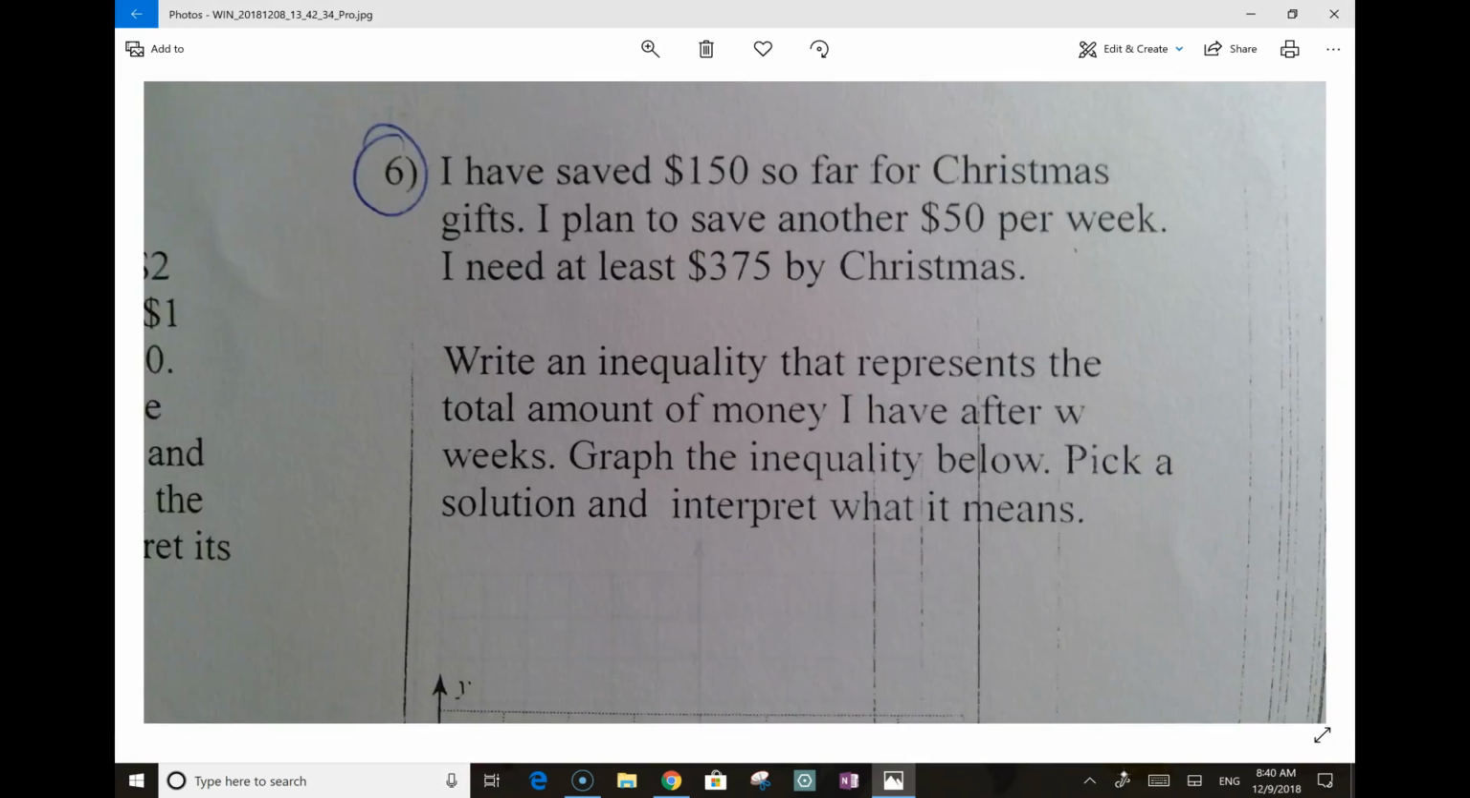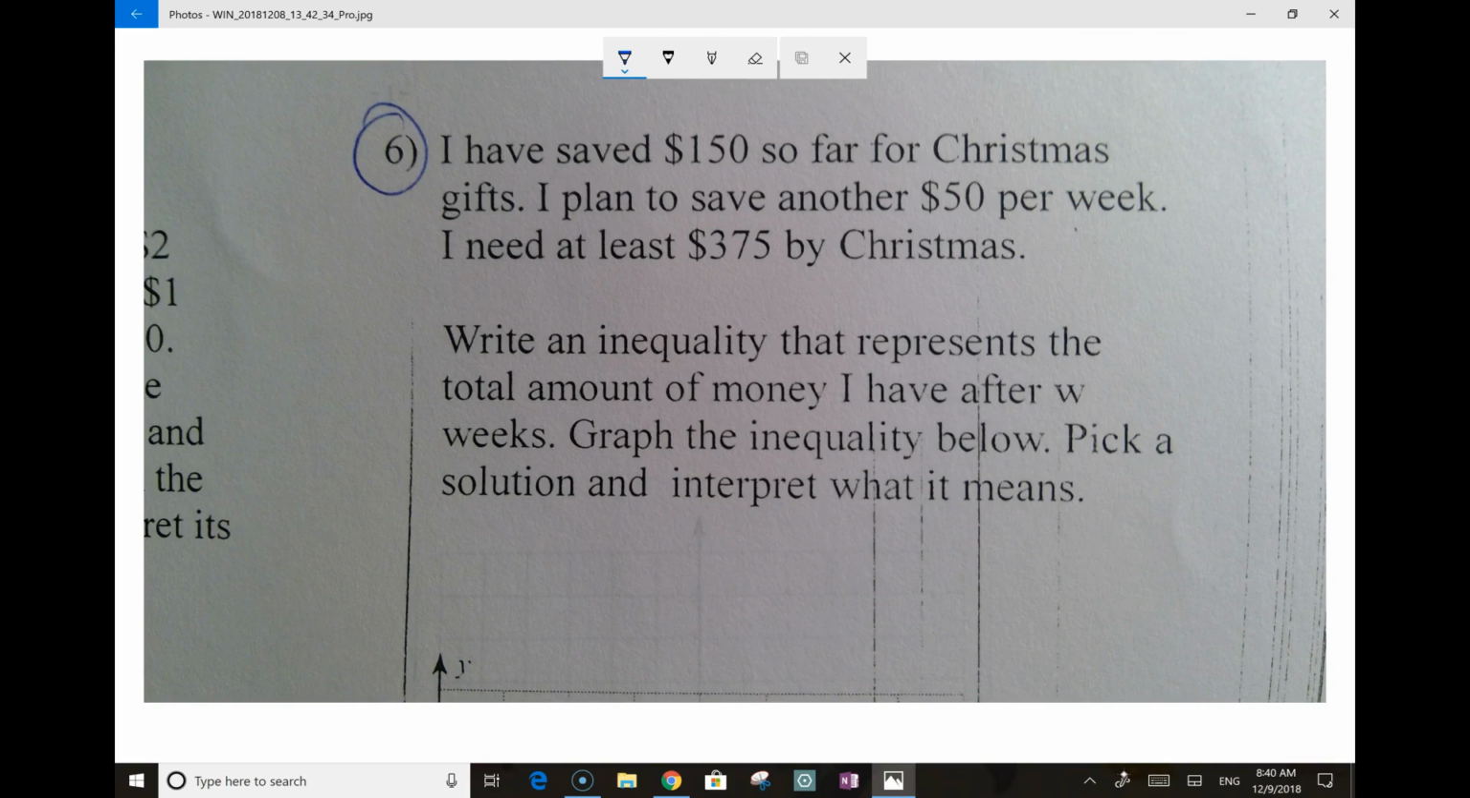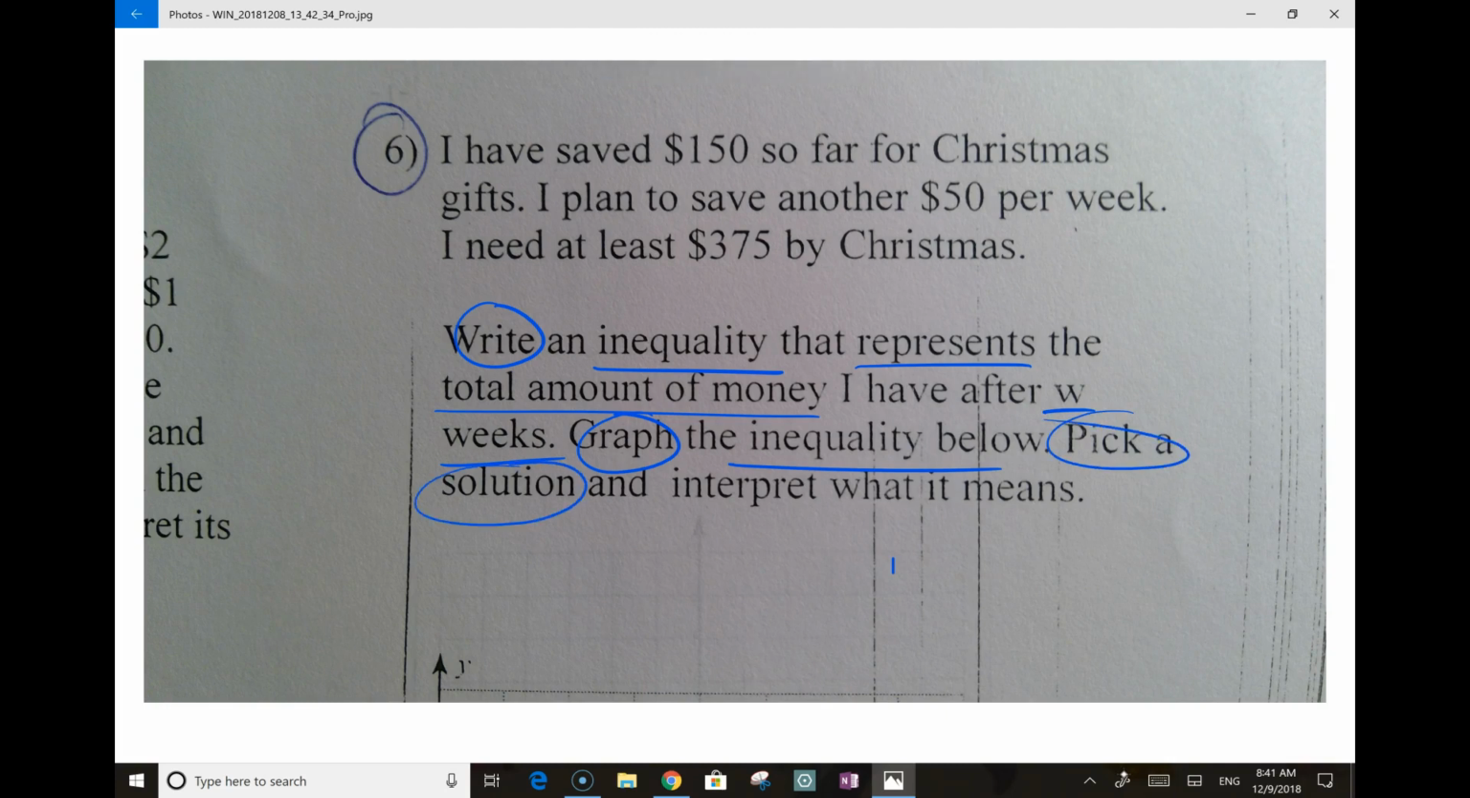All right. So word scenario, everybody's favorite. Who doesn't like word scenarios? I have saved $150 so far for Christmas gifts. I plan to save another $50 per week, and I need at least $375 by Christmas. So you're supposed to write an inequality that represents the total amount of money I have after W weeks. Then we graph it, pick a solution, and interpret what it means. Okay, so a lot of tasks, a lot of stuff that we need to do here.